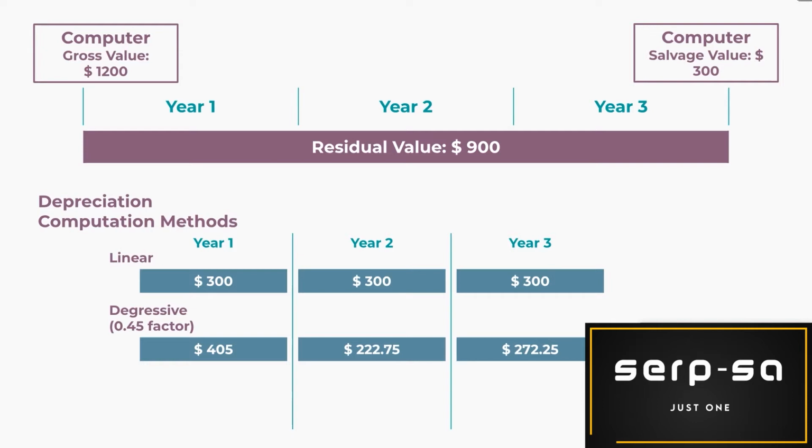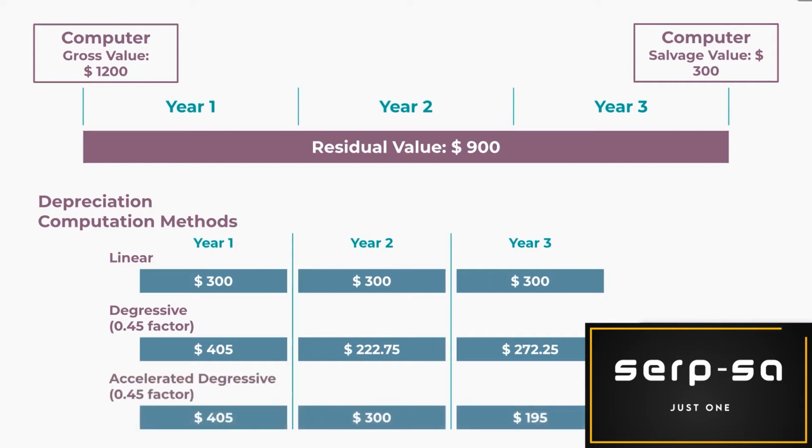For example, here, the first entry multiplies the $900 of the initial residual value by the 0.45 factor, which gives the first entry $405. Then the new residual value of $495 is also multiplied by the digressive factor to give a value of $222.75 for our second entry. And finally, the last residual value is used for the last depreciation entry.